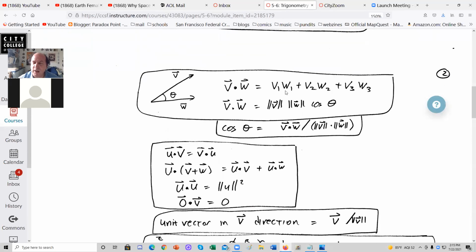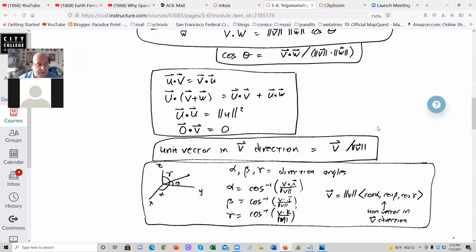And from this second equation, we immediately get an equation for the angle between two vectors. The cosine of the angle is the dot product divided by the product of the lengths. And therefore, taking one more step, theta is arc cosine of v dot w divided by the length of v times the length of w.